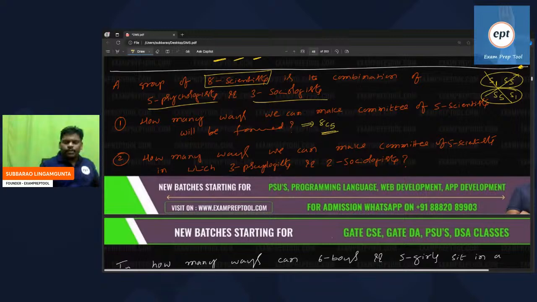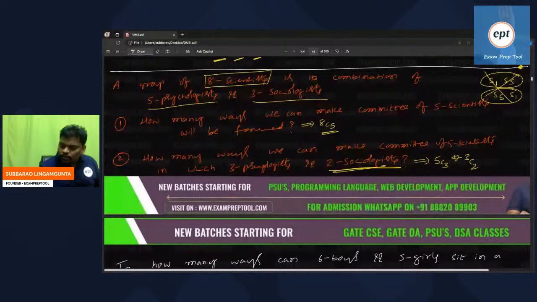Next one. How many ways can we make a committee of 5 scientists in which 3 are psychologists and 2 are sociologists? You have to make a committee of 5 people. Out of 5 psychologists, you take only 3: 5C3. Next, 2 sociologists: out of 3 sociologists, you want 2: 3C2.